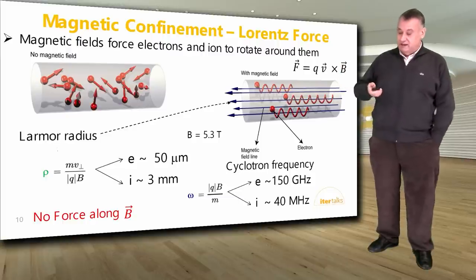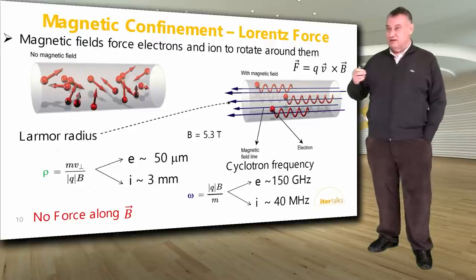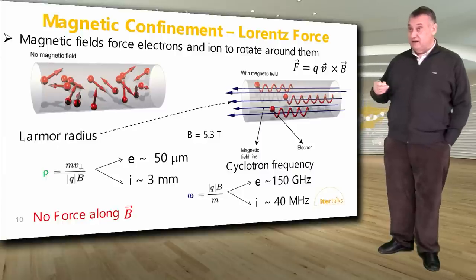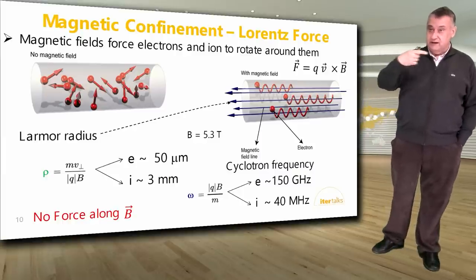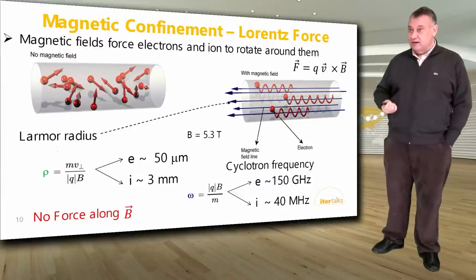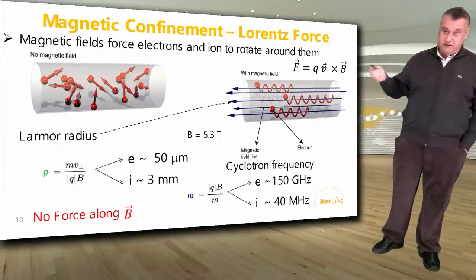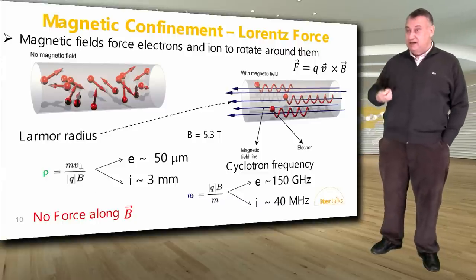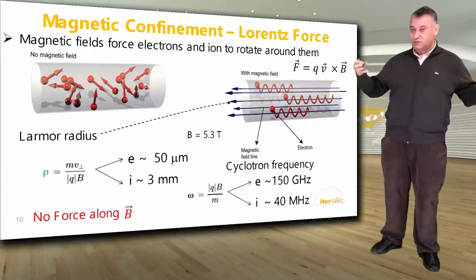When we put in a magnetic field, the particles are subject to what is called the Lorentz force, which is caused by the velocity of the particle and the magnetic field, and it makes the particle go around in circles around the magnetic field lines. So this prevents the particles from moving freely perpendicular to the field, but not along the field. Along the field, they are completely free. And in this way, it impedes the particles from bringing the energy from the center of the plasma where it is hot to the walls where it is cold.